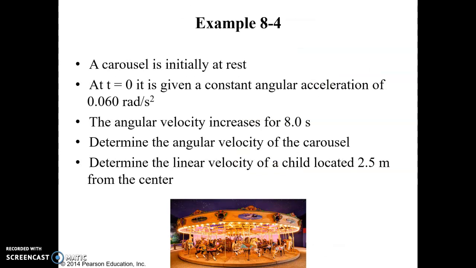Let's look at an example problem here. We have a carousel that is initially at rest. At t equals 0, it is given a constant angular acceleration, so it's going to begin to increase its angular velocity at a rate of 0.060 radians per second squared.